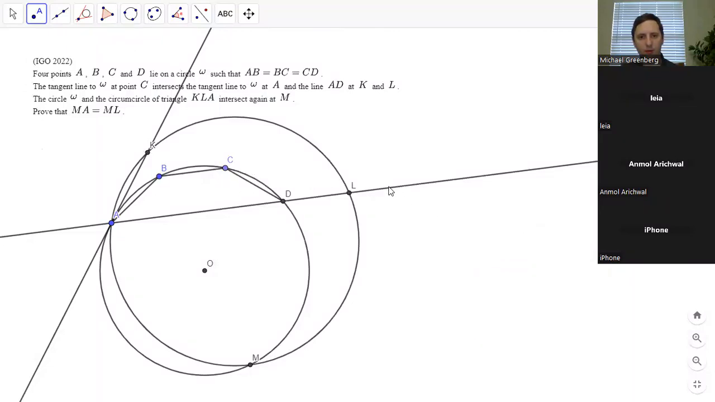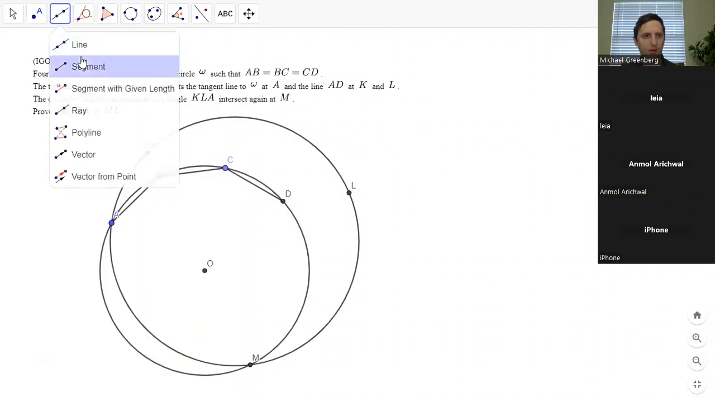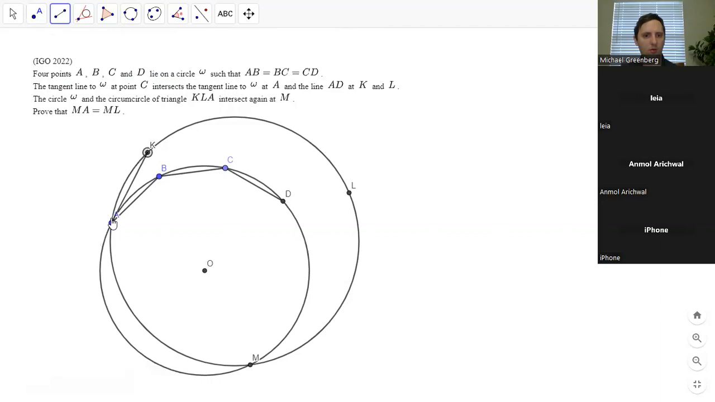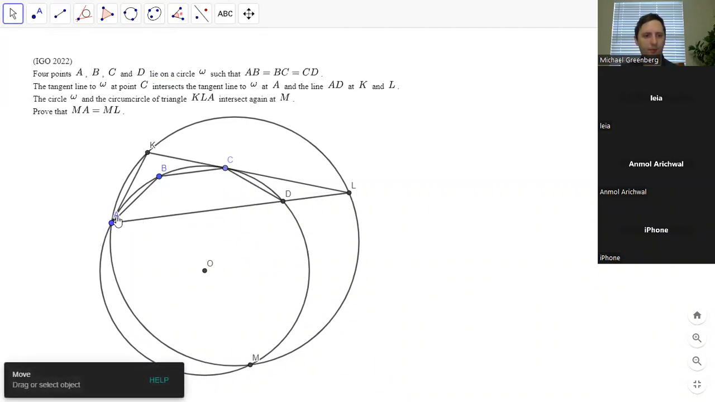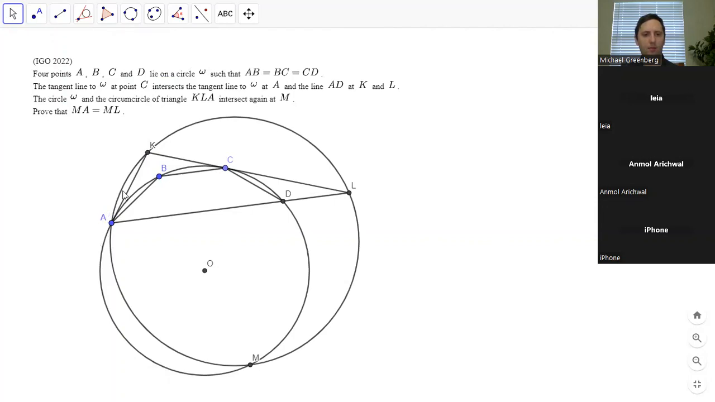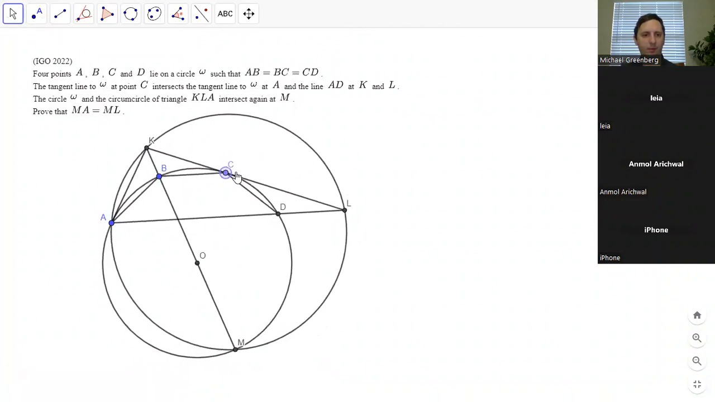So I'm going to make these look a little better. And I think that's everything we need. So we have to use somehow AB equals BC equals CD. This looks interesting. I wonder if all these points are collinear. If we can prove that, I think it might solve the problem.